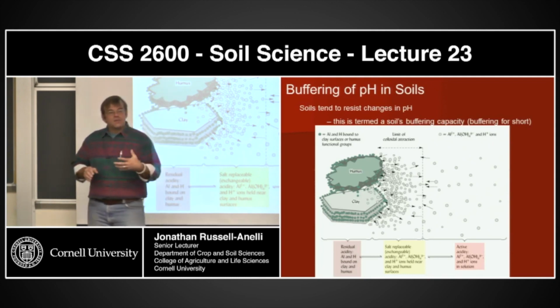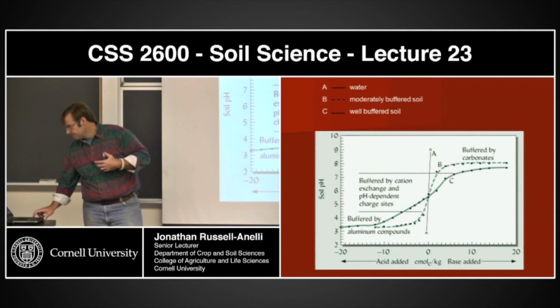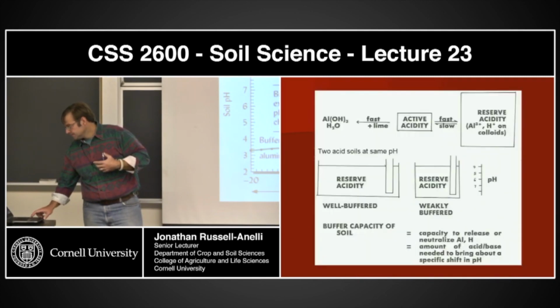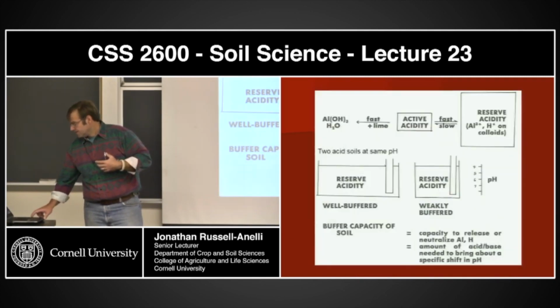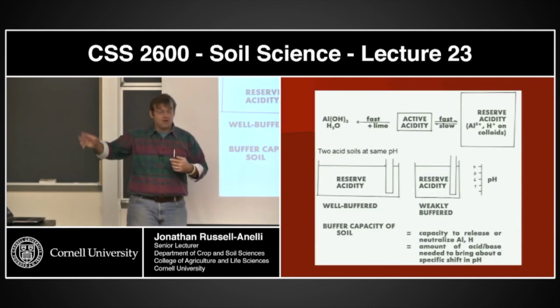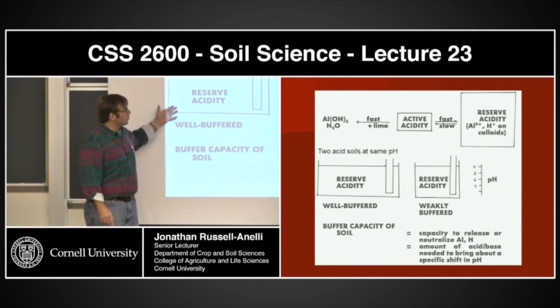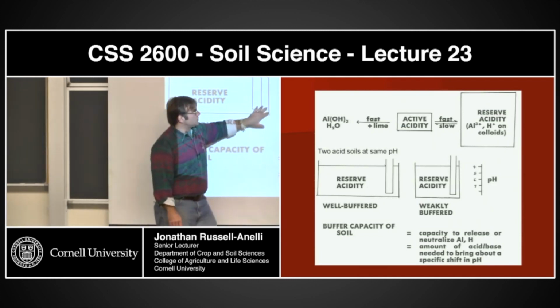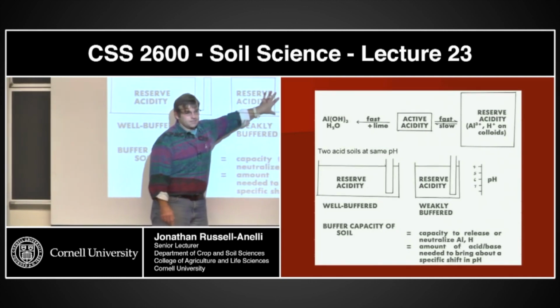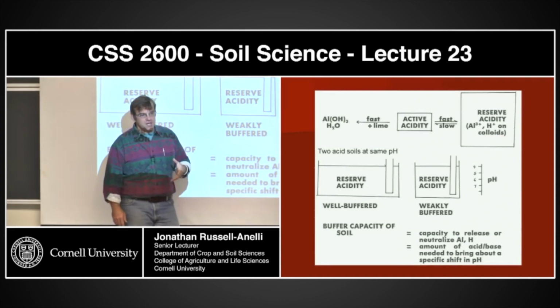Now, there turns out to be basically 3 different types of buffering reactions. This is the back to that analogy of the water cooler. This is a large CEC. This is a low CEC. This pipe right here basically represents the active pH.